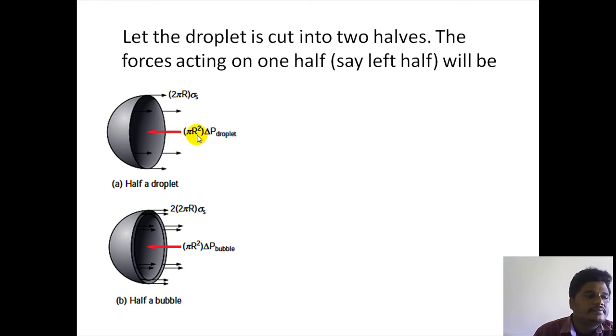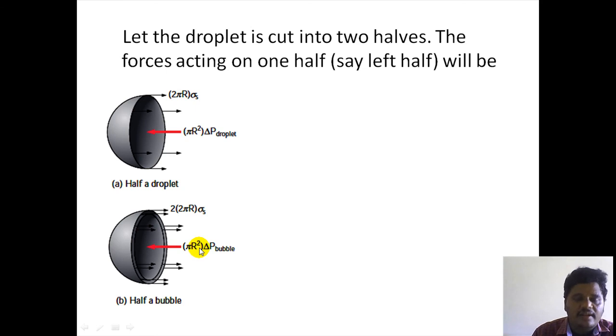The pressure is acting at the center. The area is pi r square, and delta P is the change in pressure. Similarly, for a bubble, I take the surface two times, since there are two spherical surfaces for a half. So it is 2 into 2 pi r multiplied with sigma, and the pressure force is pi r square multiplied with the change in pressure.